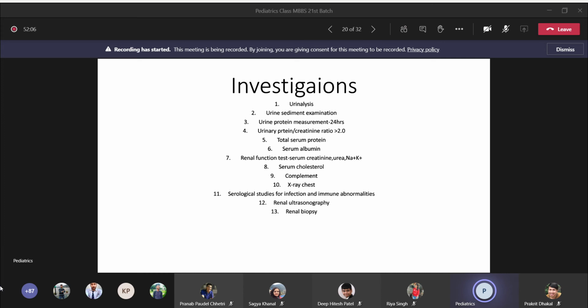Then other renal function tests. So what are the tests that you have to do? It is the serum cholesterol, then complement that I have told, and then sodium, potassium, urea, creatinine that you have to do. Usually the cholesterol level is high. If you get a high cholesterol level, the chances of prognosis are good. Okay, so these are the investigations that you have to do. The other investigations are serological studies, renal ultrasonography, and then renal biopsy.